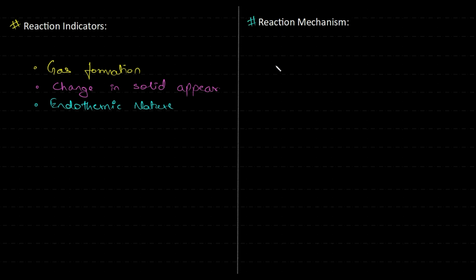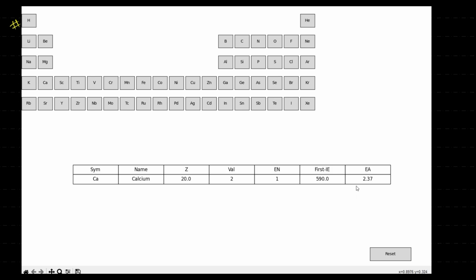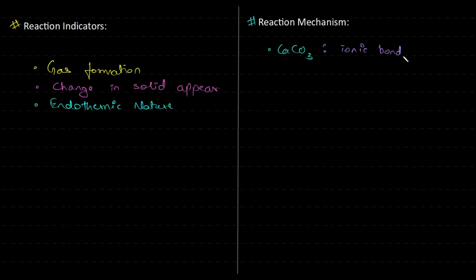Now, let's look at the reaction itself. CaCO3. What kind of bond would this be? Yes, this will be an ionic bond. Why is that? So we have Ca over here, right? And oxygen and carbon over here. So Ca will interact with CO3 twice, basically. CO3 is 2 minus. So they have an electronegativity difference which leads to an ionic bond. So we can see the Ca electronegativity value is 1, and this is 2, and when they react and form an intermediate product, the reaction among them leads to an ionic bond.